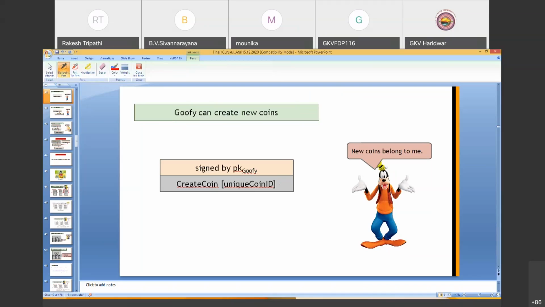So let us assume that there is a Goofy. Goofy is the one who started this cryptocurrency. The first rule of the cryptocurrency we are designing is that whatever coin Goofy creates will have a unique coin ID, and it will be signed by Goofy, because Goofy is the one owning the system. He will sign it, and this coin belongs to Goofy.